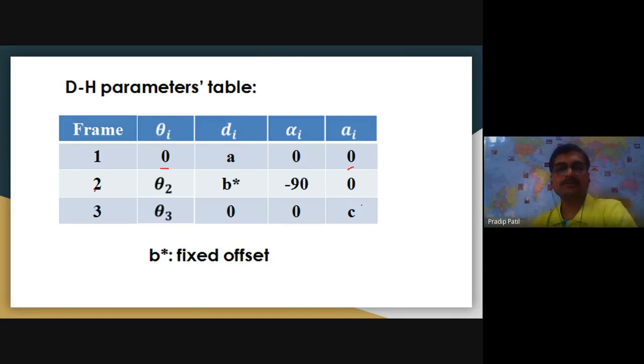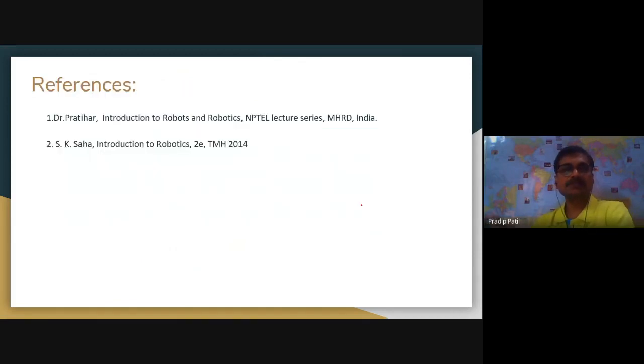So this is how we have seen the examples for representing DH parameters. This is all about the session on DH parameter representation. In the next session, we will see how to apply DH parameters for various kinds of robots. Thank you.